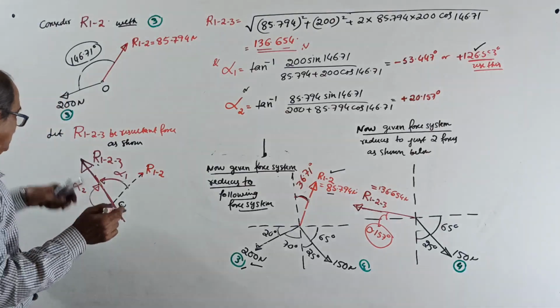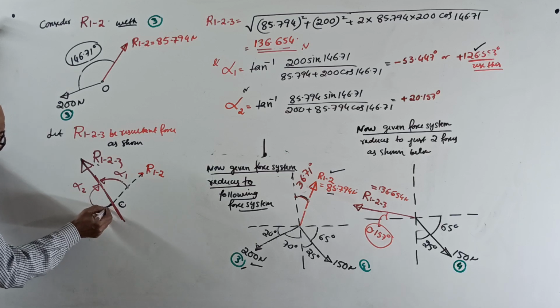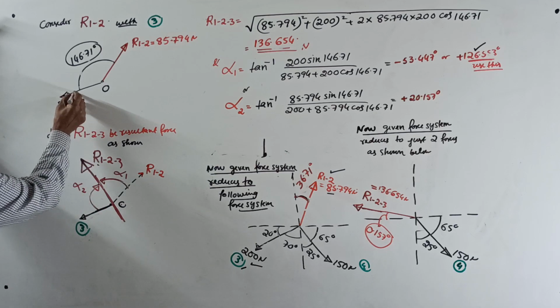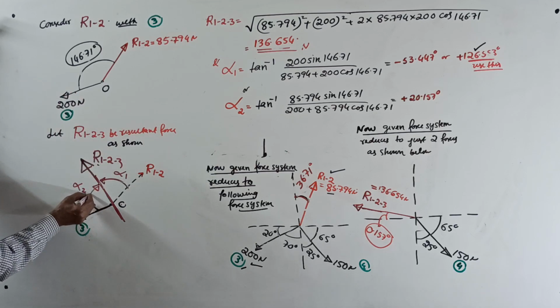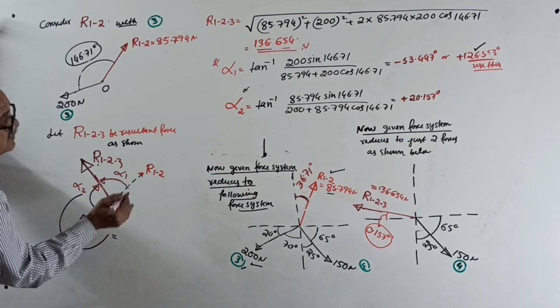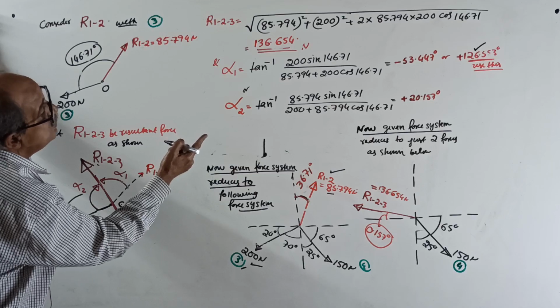Only once. See, from force number 3, this is the 3 force. This angle is alpha 2. How much did you get for alpha 2? See, correct, clear. This alpha 2 you got. Where is the answer? Alpha 2.